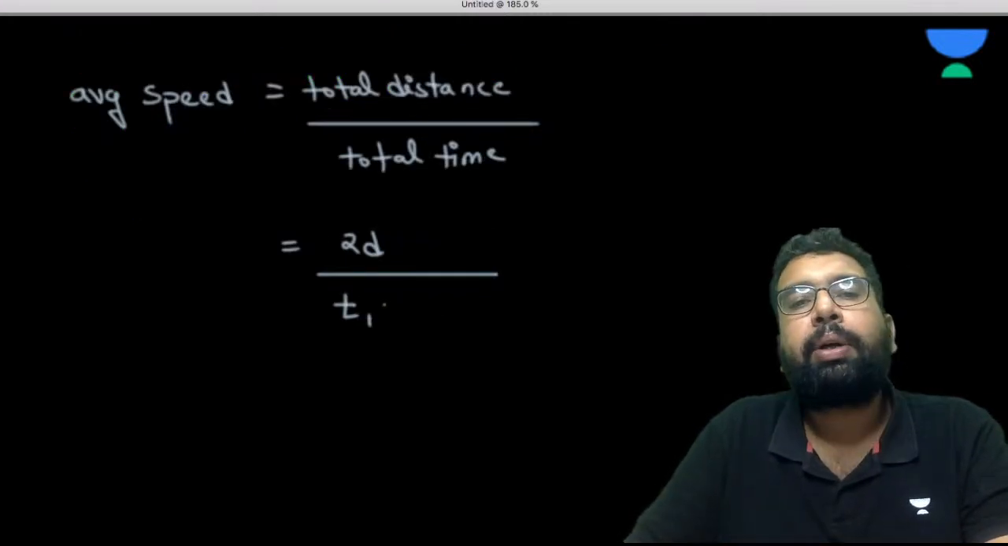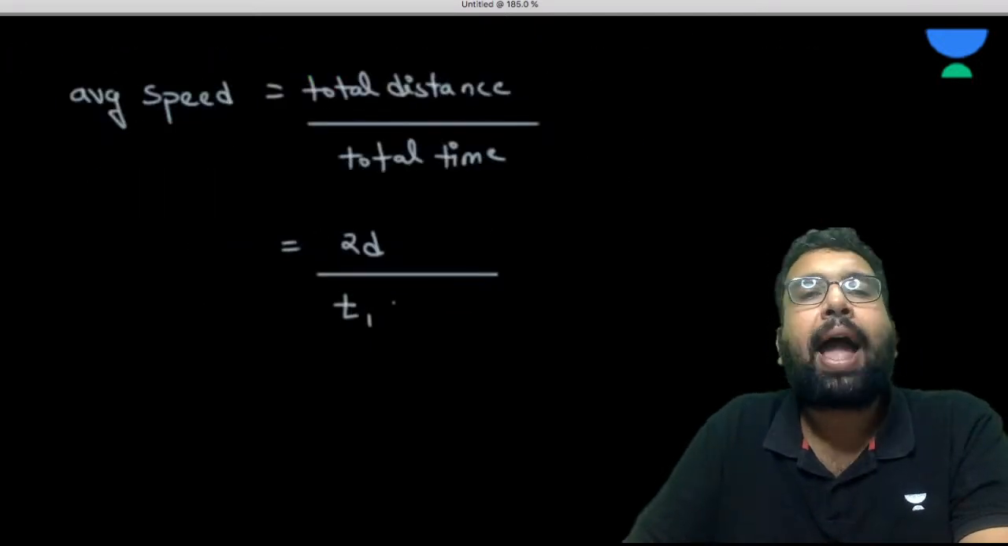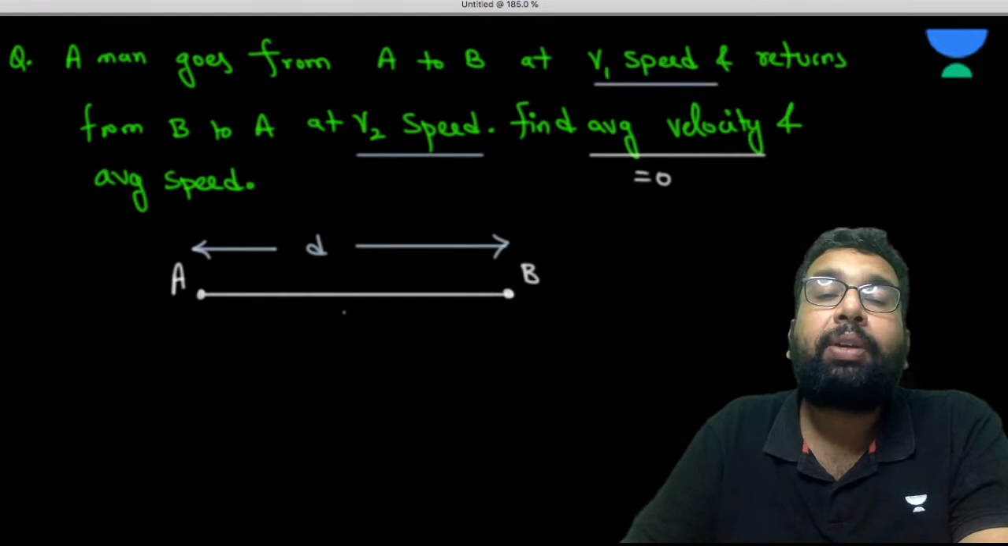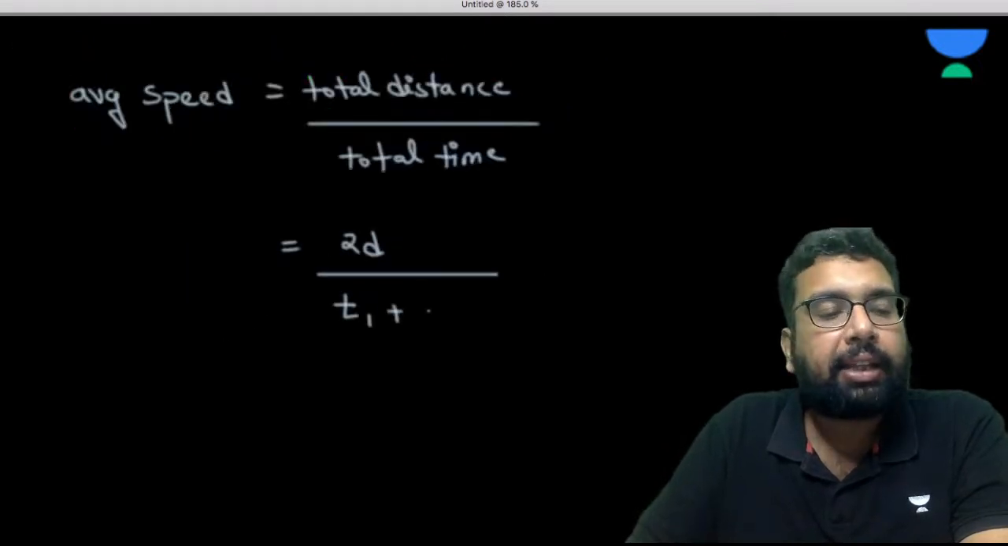So let's suppose that this man took T1 time to reach from A to B. Then he has taken T2 time.